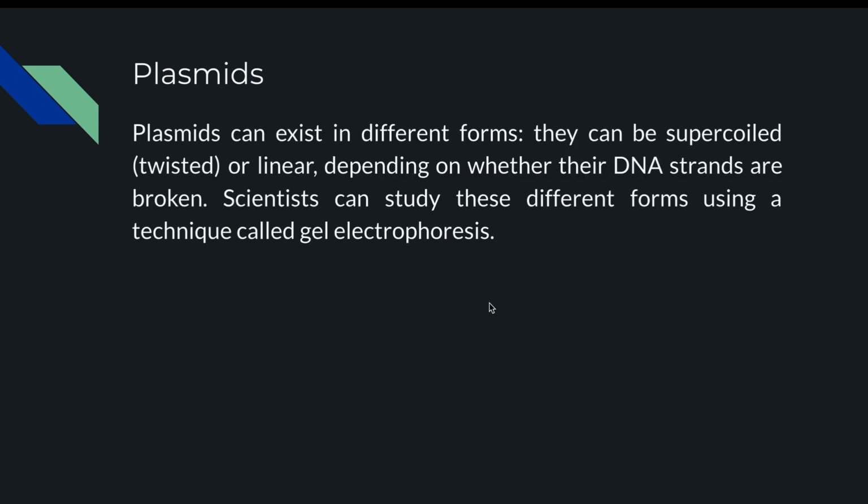Plasmids can exist in different forms. They can be supercoiled, twisted, or linear, depending on whether their DNA strands are broken. Scientists can study these different forms using a technique called gel electrophoresis.